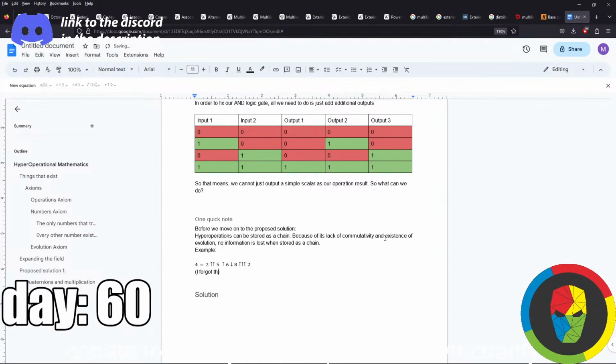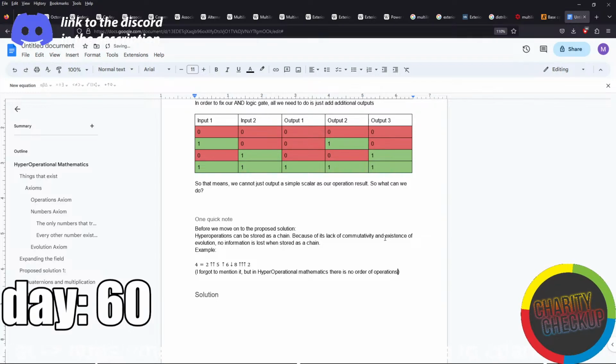I forgot to mention it, but in hyperoperational mathematics, there is no order of operations. Brackets still exist, but everything else is left to right. Solution. One proposed solution. A solution, yeah, because that's the only one so far.